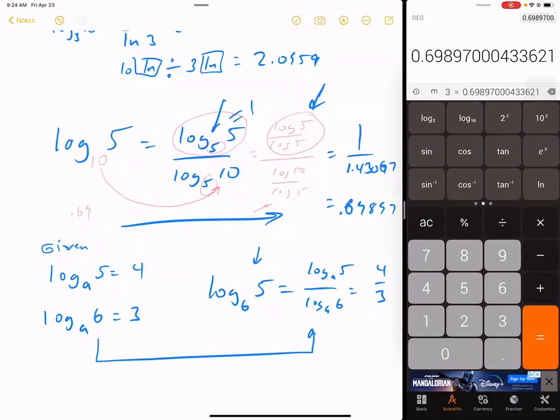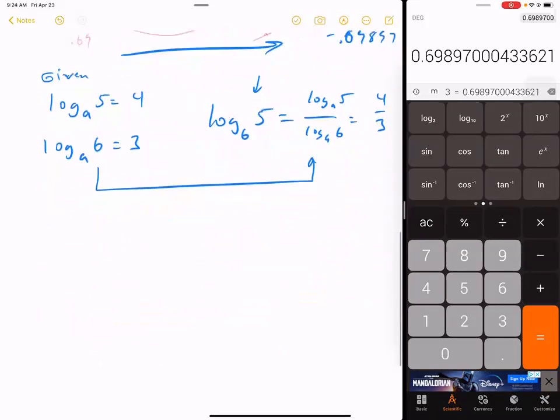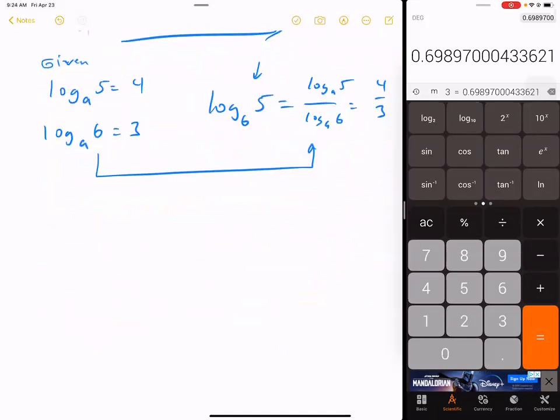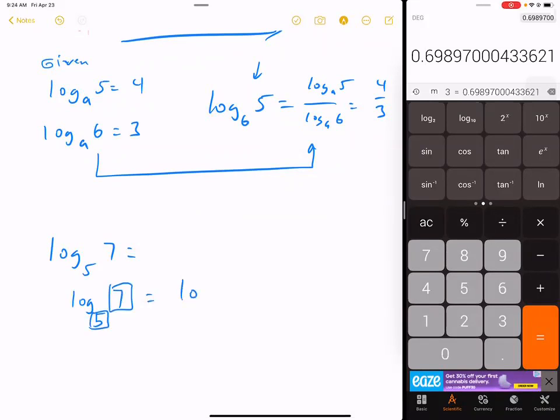So change of base is pretty easy to use. Now, the rest of your work today is really just using your calculator, practicing it. They'll give you problems where they'll say, hey, what is log base 5 of 7? And you're like, I don't know. If you have a nice calculator, just go ahead and write that. But I want you guys to also please practice writing it as a change of base.